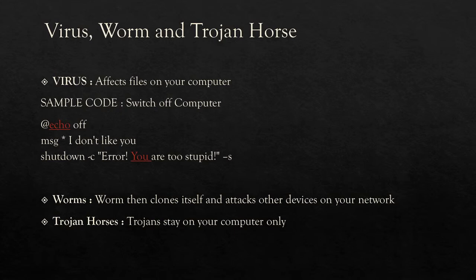So let's see a sample code of a virus here, like switching off a computer. This particular piece of code will actually turn off the computer. That's cool, right? There will be a .bat extension in Windows. If you just save this code in a .bat format and send it to your friend, saying, hey, just save this file, what is going to happen? If he clicks on it and it opens, it's automatically going to shut down his or her computer.